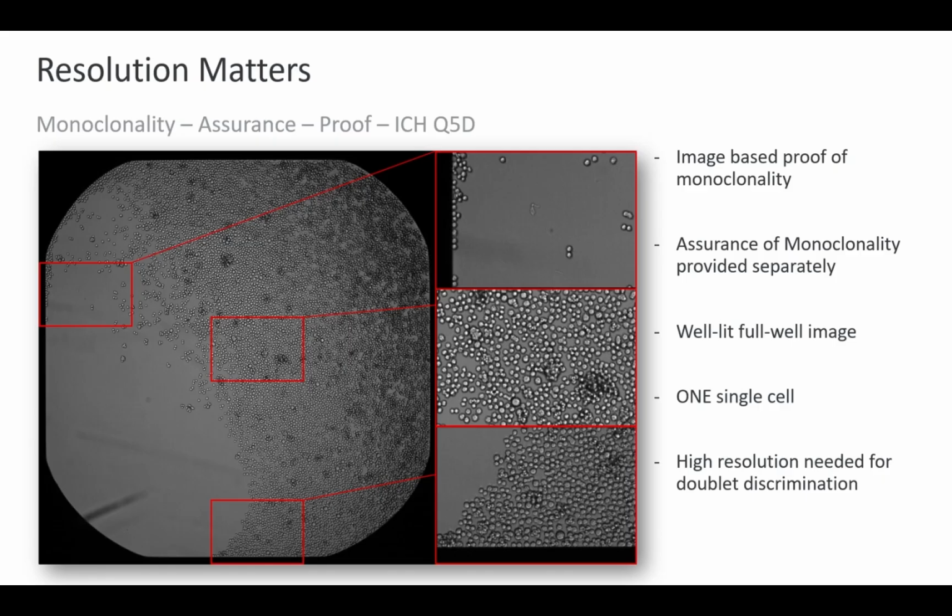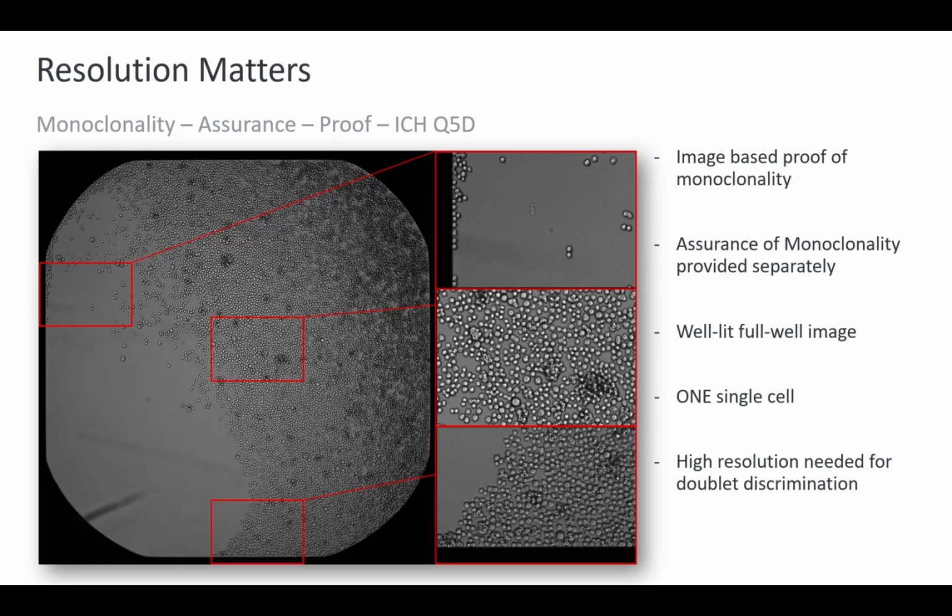They do that in order to fulfill ICH Q5D, which requires that biologics production cell lines need to be cloned from a single cell originator, a single cell progenitor. An easy way to assure and prove monoclonality is taking images of single cells in microtiter plates, and our systems, due to their high throughput, really lend themselves to depicting one single cell in the high resolution needed for doublet discrimination, because FDA, EMEA, or other regulatory bodies require a well-lit full well image for the proof of monoclonality.